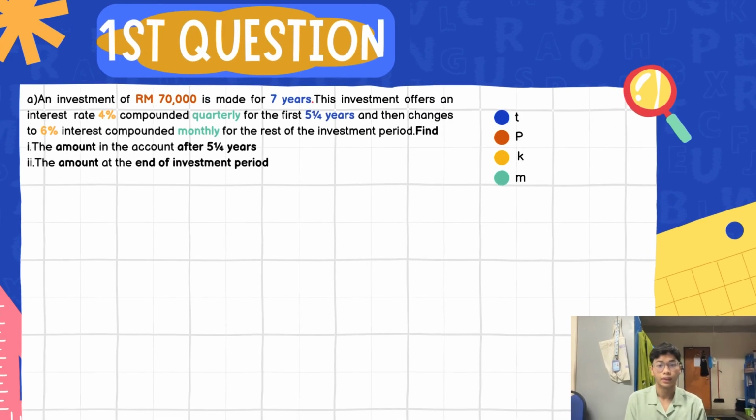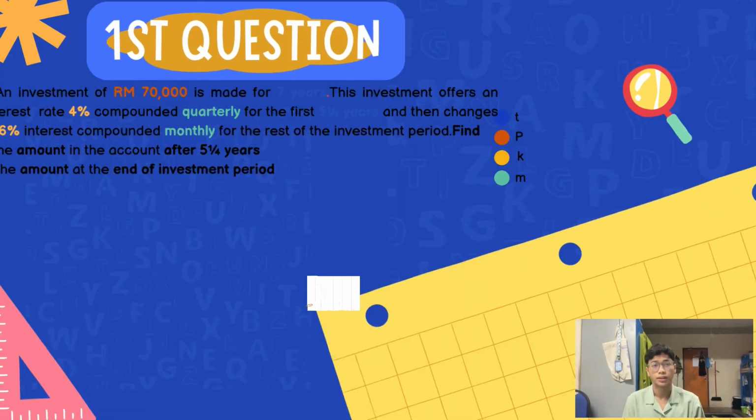A. An investment of 70,000 ringgit is made for 7 years. This investment offers an interest rate of 4% compounded quarterly for the first 4 years, and then changes to 6% interest compounded monthly for the rest of the investment period. 1. Find the amount in the account after 4 years, and 2. Find the amount at the end of the investment period.